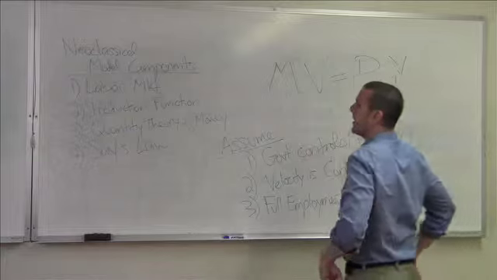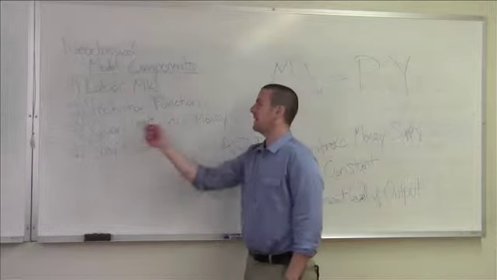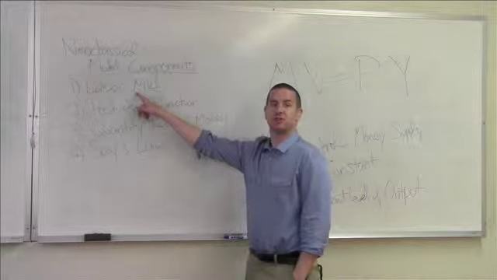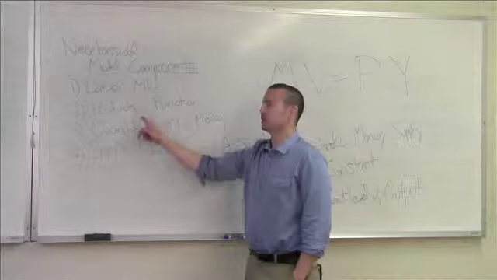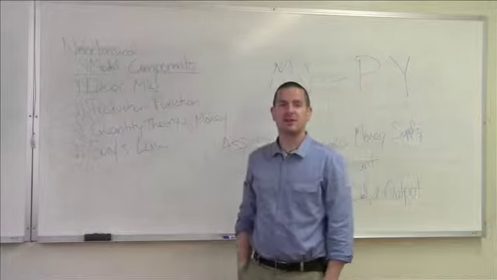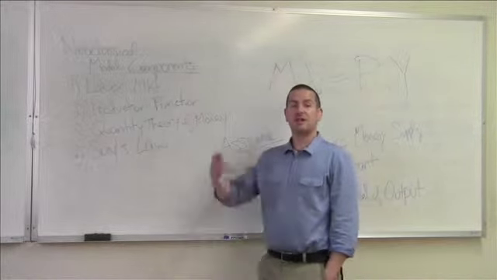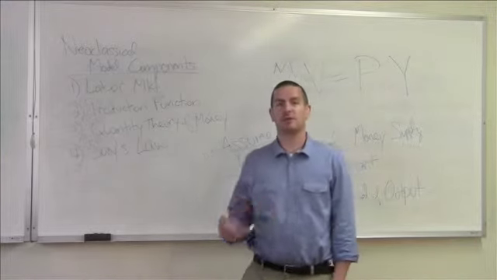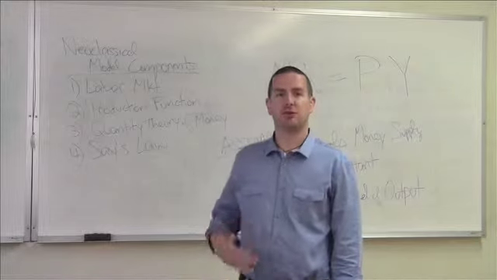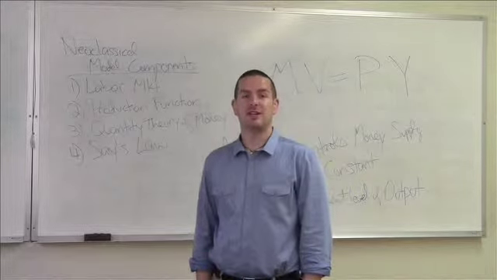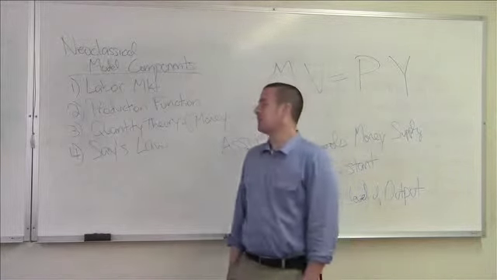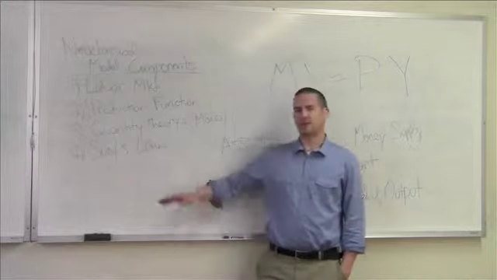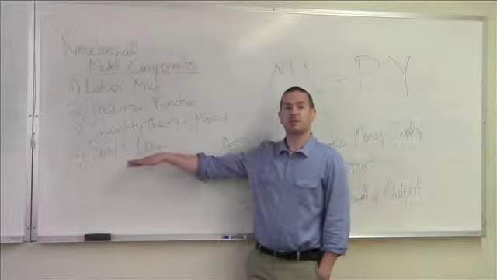Okay, so now in the last lecture we looked at the labor market, which determines employment, and the production function, which determines the level of output. We said that the quantity theory of money is the theory that determines prices, or the explanation of what determines the price level for the neoclassical theory. Now, finally we're going to get to Say's law, which determines the level of expenditure.